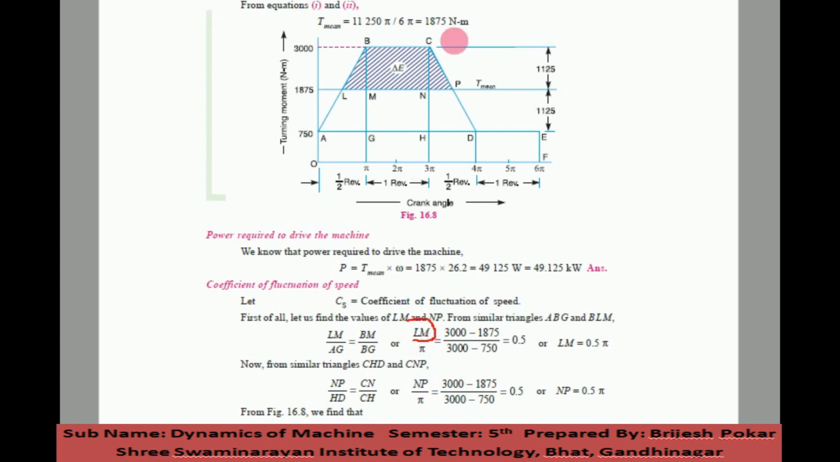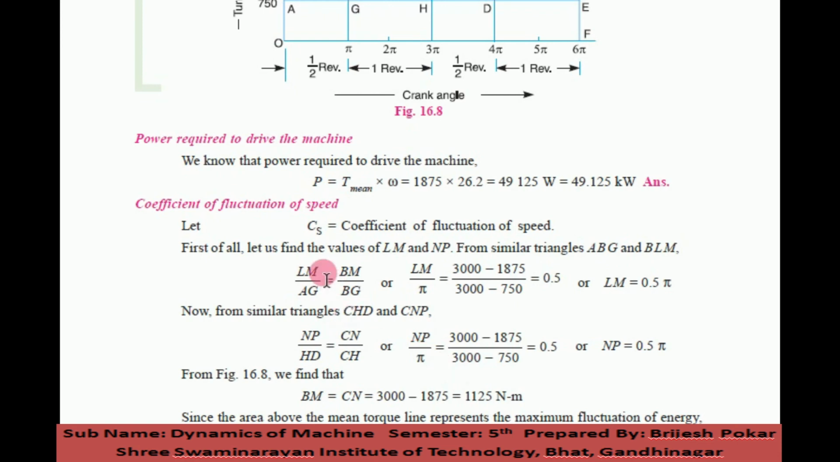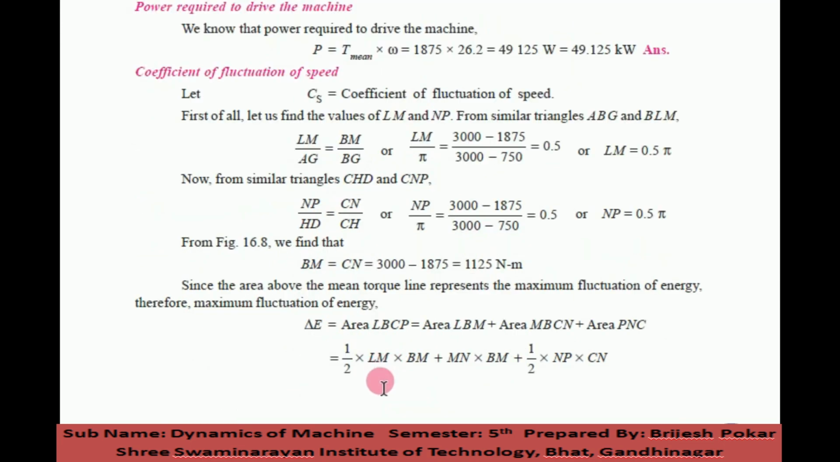You just pause this video and try it yourself. LM upon AG is equal to BM upon BG. So AG, that is pi here, and BM, that is 3000 minus 1875, means total here 3000 minus 1875. So we can find out this value. Okay, I hope you can understand. So finally we got the answer 0.5. So LM is equal to 0.5 pi, and in the same way we can find out NP.